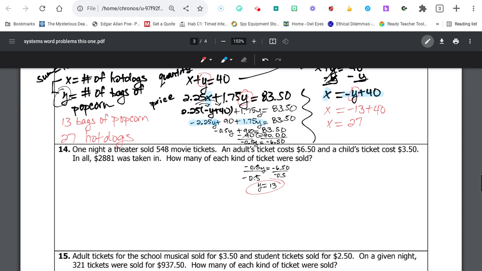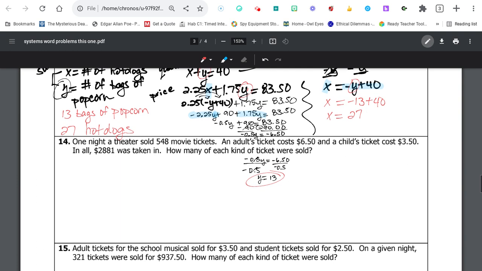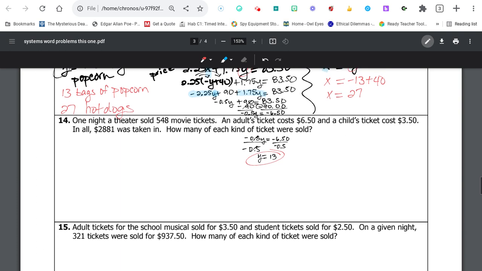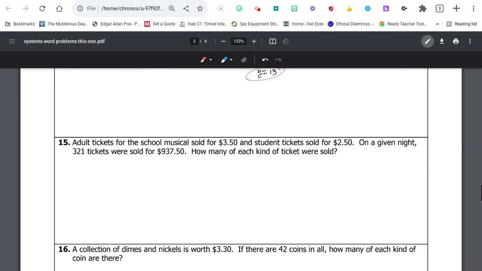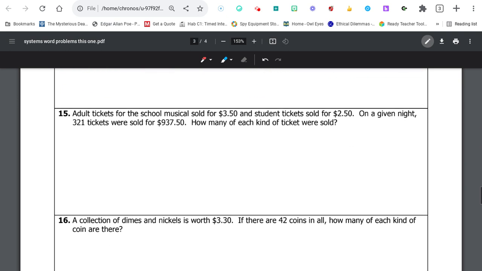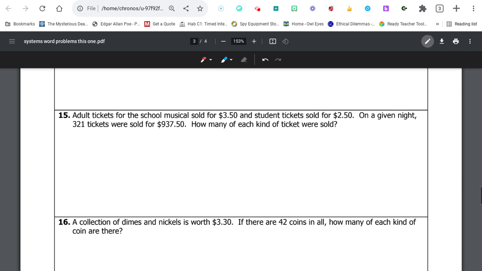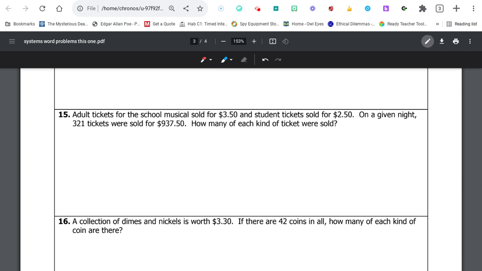All right, I'm not going to do 14. 14 is another quantity and price system. Your quantity is 548, and all those involve price. Let me see, 15. 15 adult tickets for the school musical sold for $3.50 and students sold for $2.50. On a given night, 321 tickets were sold. That's another quantity. There's your quantity.